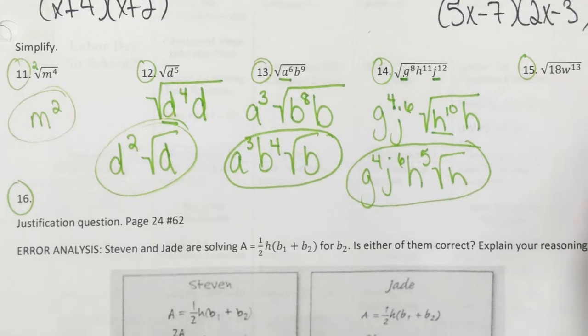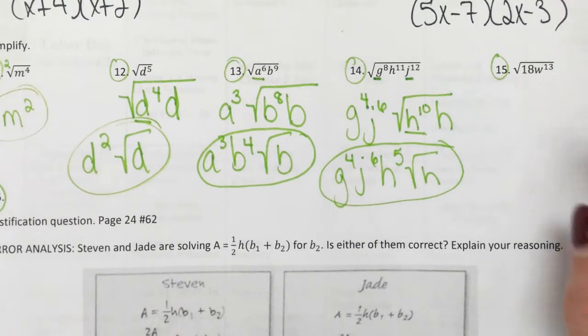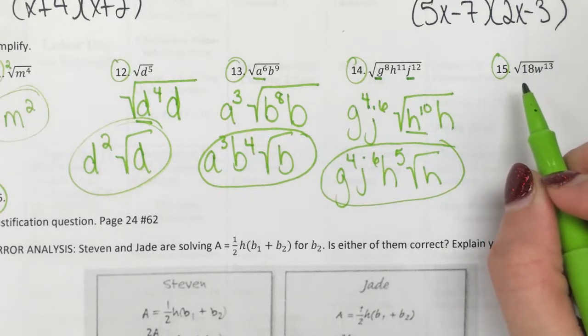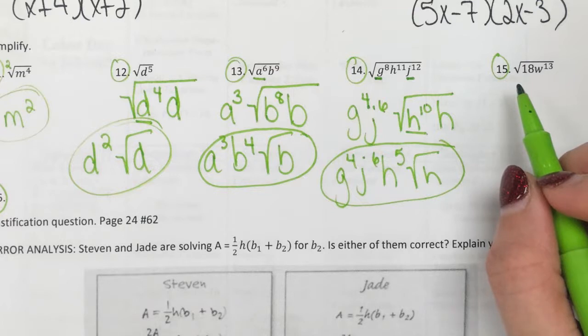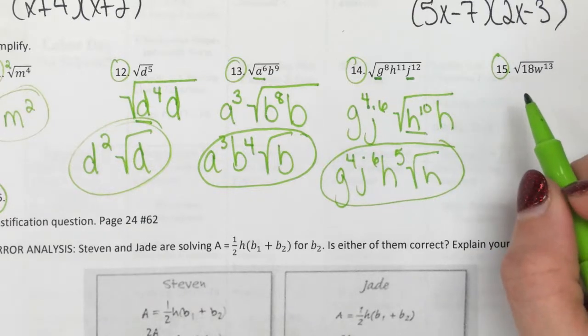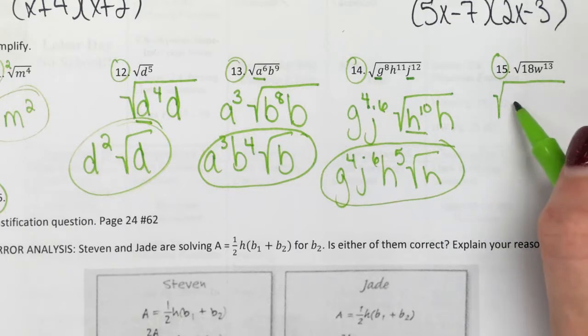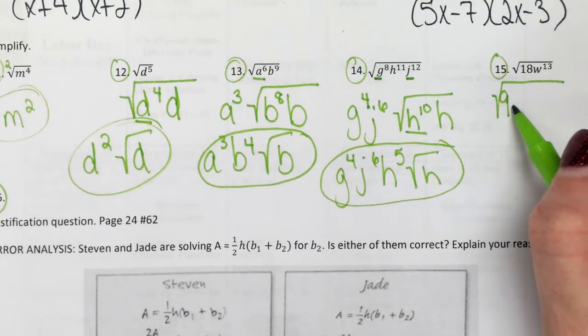All right, 15 is a little bit different. We've done this for like 3 weeks now because it's got 18 and w to the 3. So how do you have to break up the 18? Because 18 is not a letter, guys. It's a number. How do we do that? Perfect square. There you go. What's the biggest perfect square that goes in 18? 9, the one that divides into it.